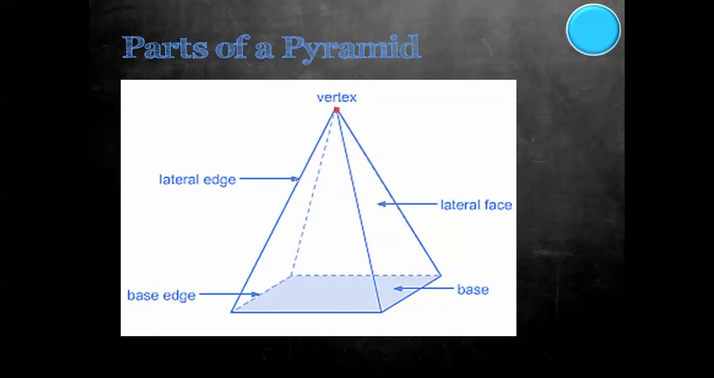The lateral edges are the edges that go around the lateral faces, so not the base. The lateral faces are the triangles that go around the base. The base is the polygon that the pyramid sits on, and we'll talk about the different kinds of bases that a pyramid can have. And then a base edge is exactly that. It's the edges that make up the base.